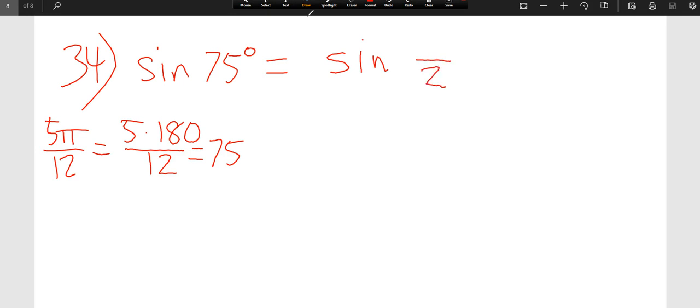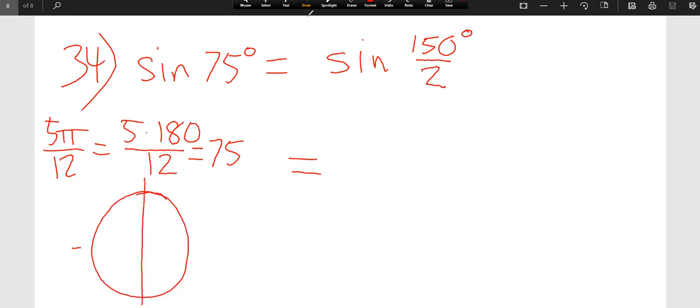75 degrees is what over 2? 150 degrees over 2, right? So when you go to use the half angle formula, you better be using 150 degrees. Now 75 degrees. Remind me, folks. 75 degrees is, I don't know, somewhere up here, right? Approximately? Can you tell me if that has a positive y value or a negative y value?